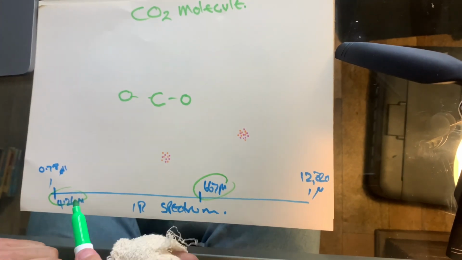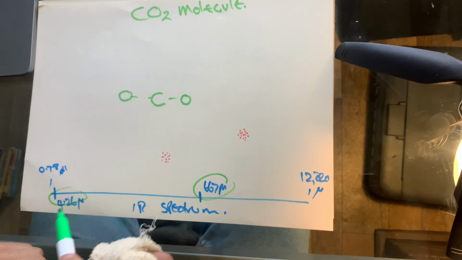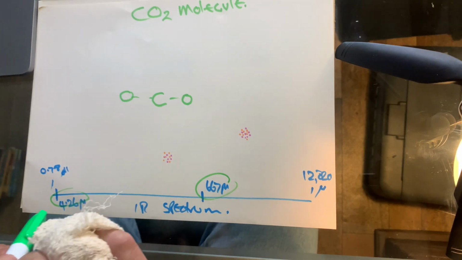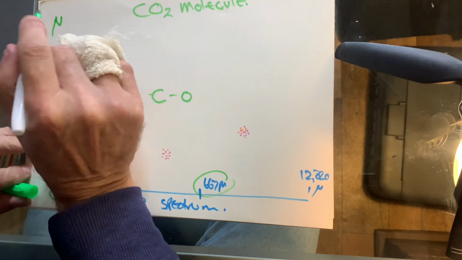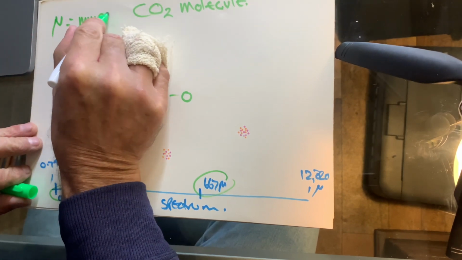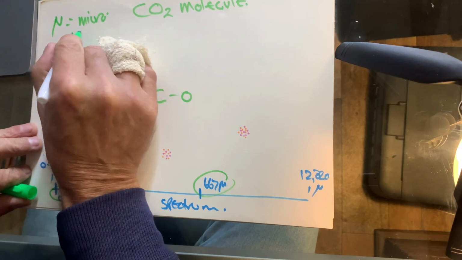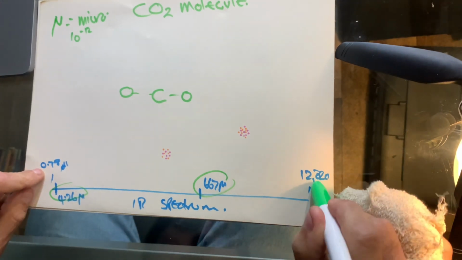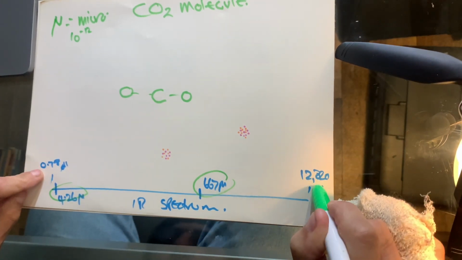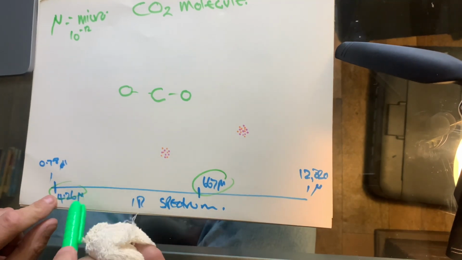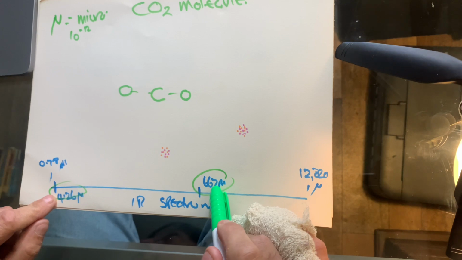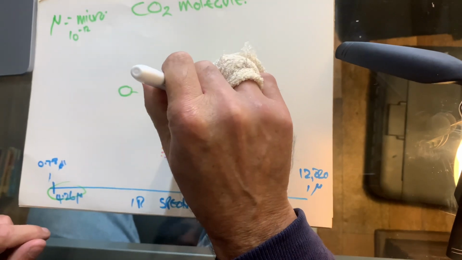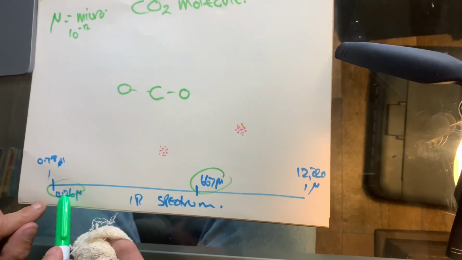Nothing's going to happen. The symbol mu means micro, so 10 to the negative 6. So we have 0.78 micrometers, 12,820 micrometers, 4.26 micrometers, and 667 micrometers.